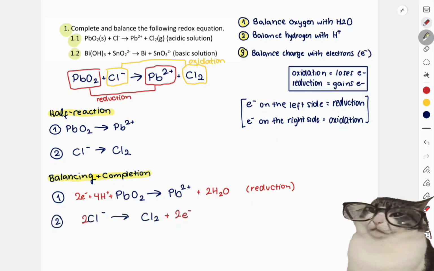Since the electrons are on the right side of the equation, this means that this reaction is indeed an oxidation reaction because the chemical species is losing an electron. So this is a quick and simple way that you can use to figure out which half reaction is the reduction reaction and which one is the oxidation reaction.